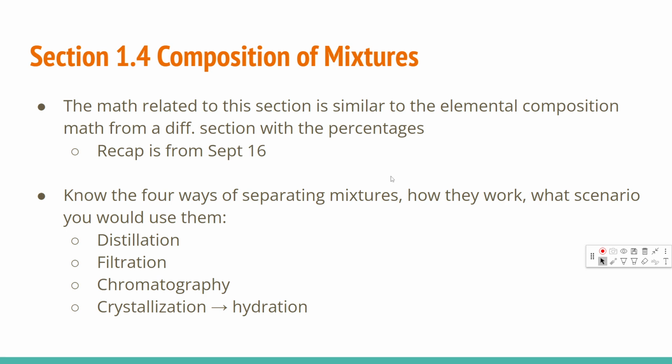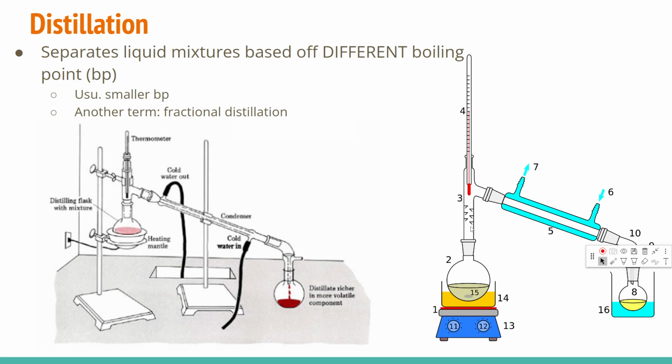Anyway, we need to know the 4 different ways of separating, like I said earlier. So you need to know these and how they work. Let's talk about each of these. So we have separating liquids based off different boiling points. I use BP for boiling points. Usually you're separating the smaller BP. And so you have to know how the system works.